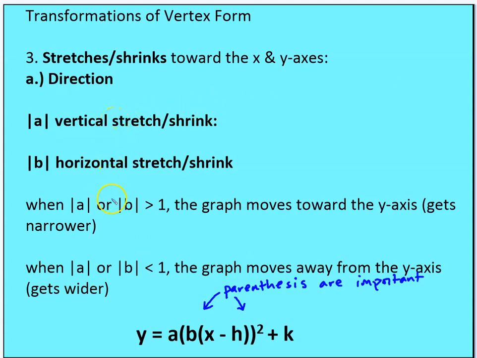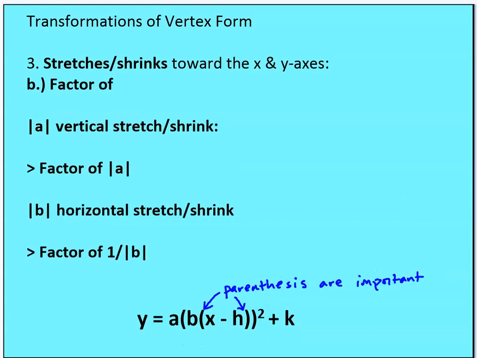We said when the absolute value of A or B is greater than 1, then that graph is going to move towards the y-axis. And when it's less than 1, it's going to move away from the y-axis or get narrower. We said that these parentheses are important. And now I'm going to talk to you about factors.